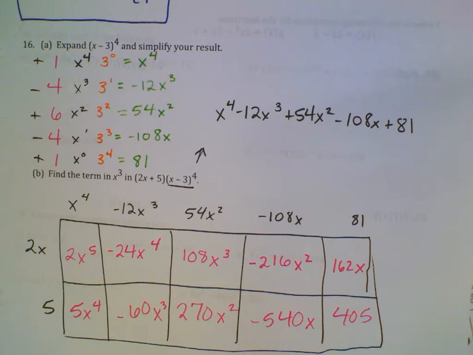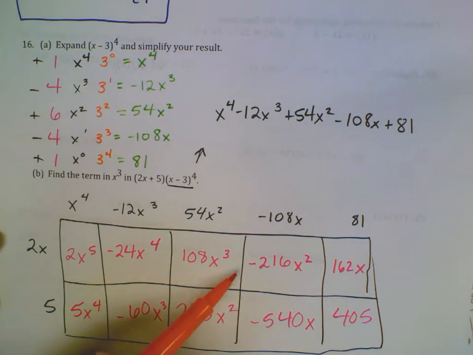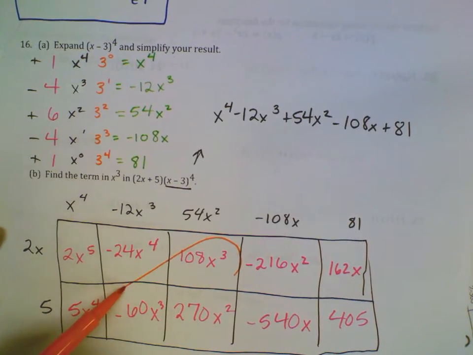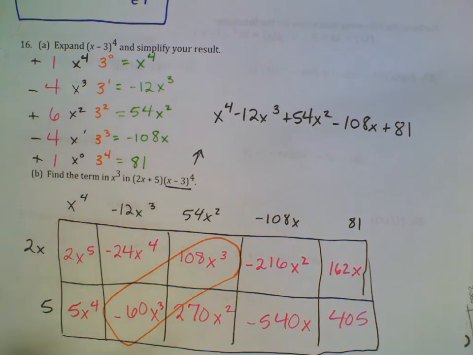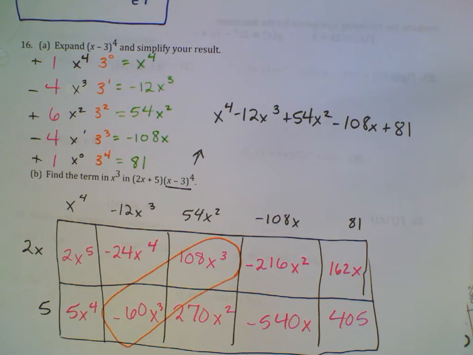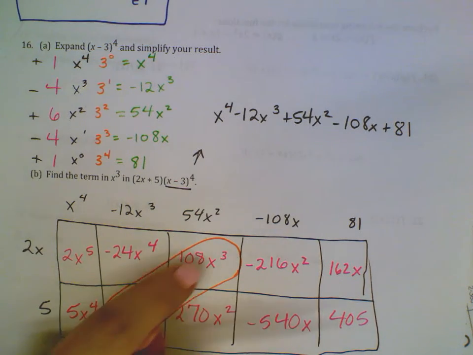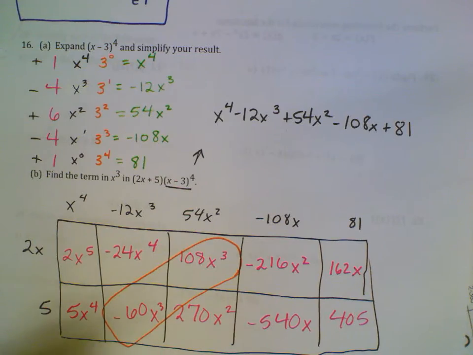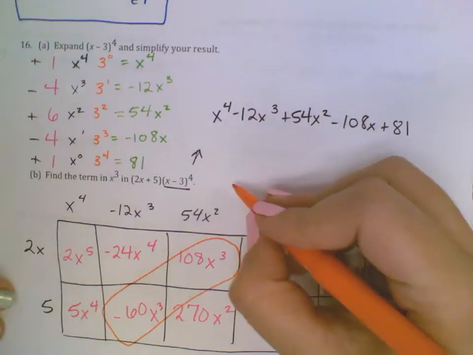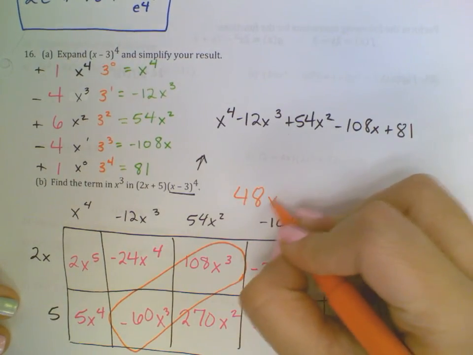So I'm looking for the term x cubed, which is going to be the combination of these terms right here. So if I do 108 plus a negative 60, since they're both x cubed, I can just combine those coefficients. I get 48, so the term would be 48x cubed.